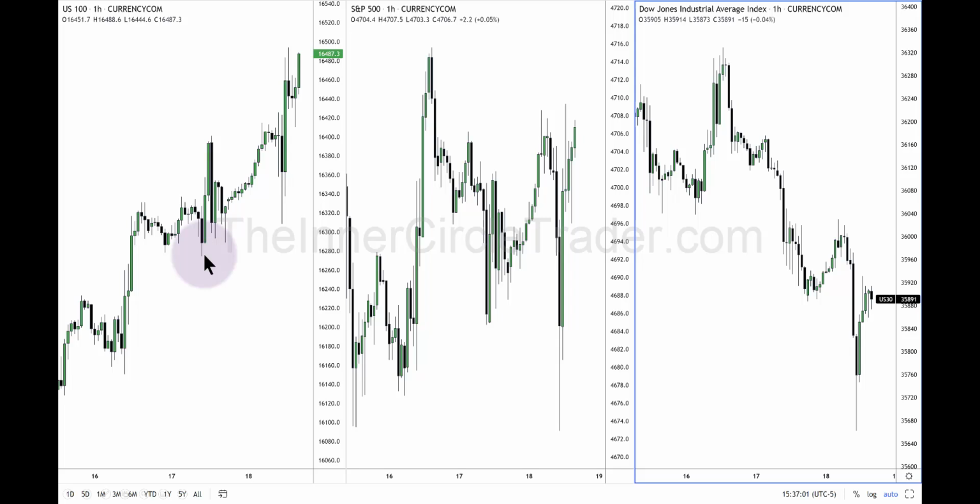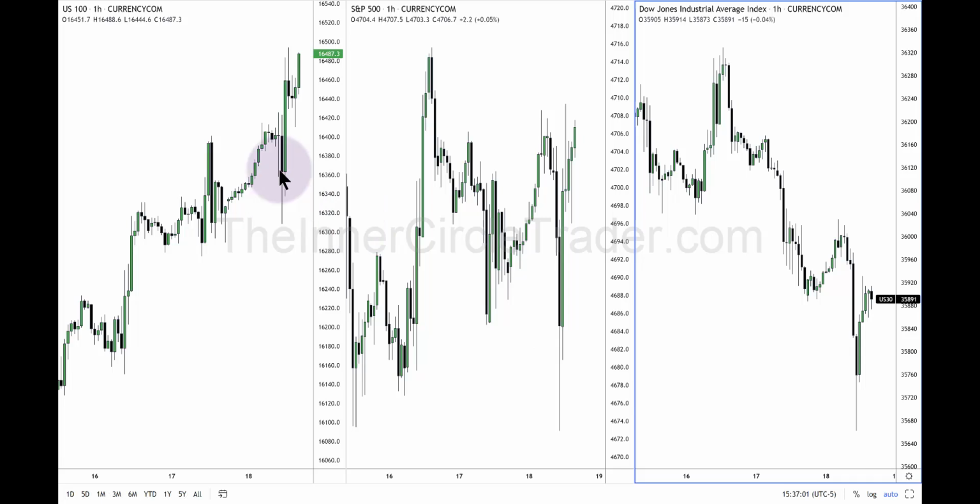Now we have SMT, we have a bullish order block, lower lows in S&P, lower lows in Dow. It does not mean wait for this one to go lower too. Big, big, big paradigm shift right there.